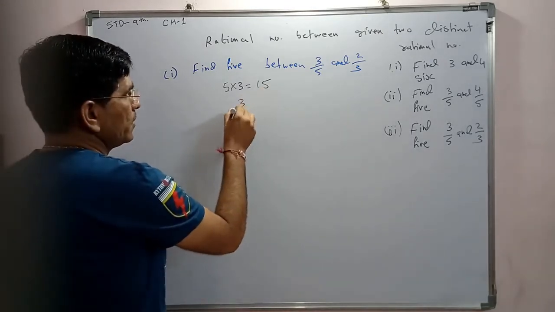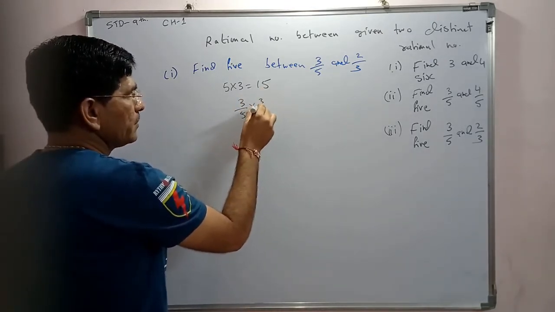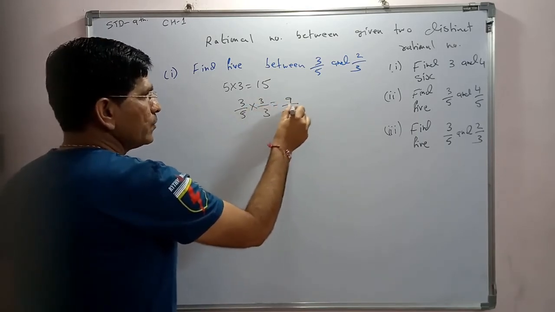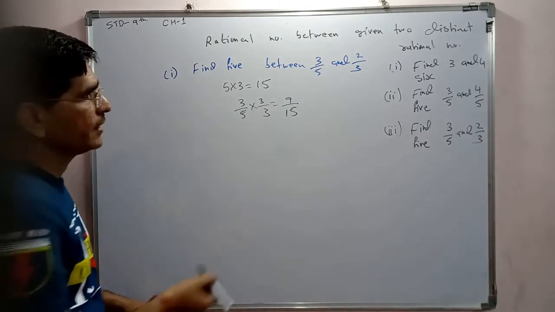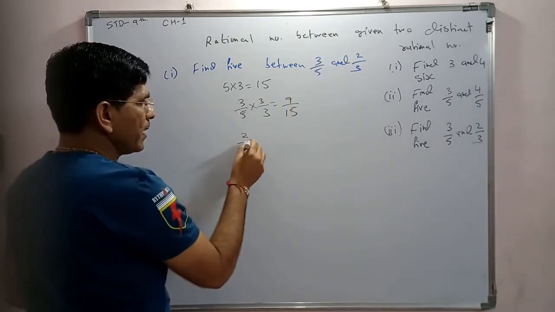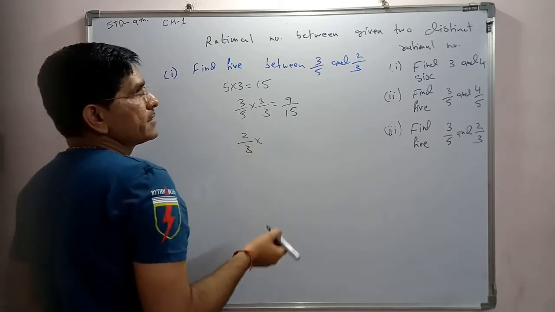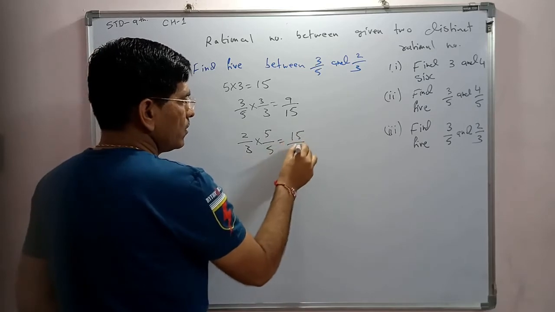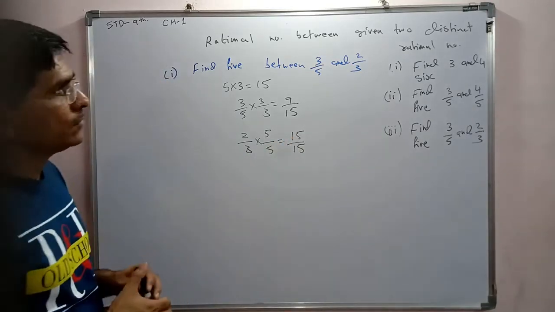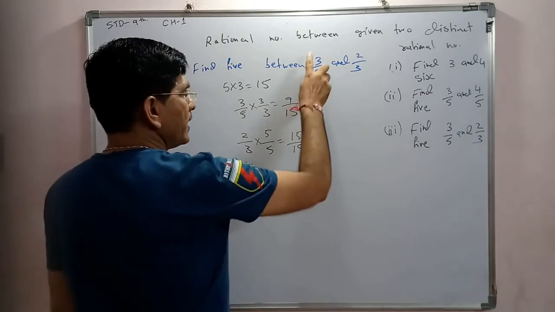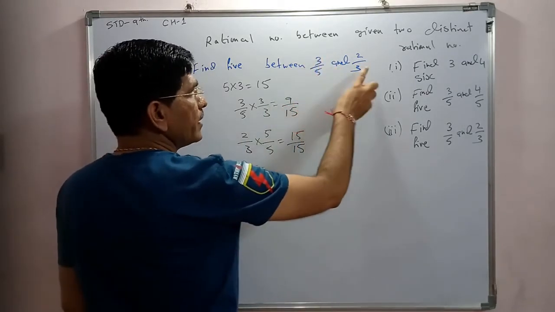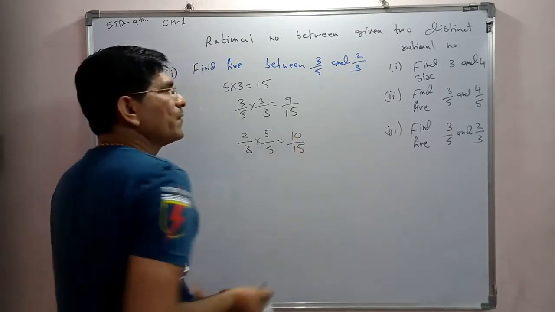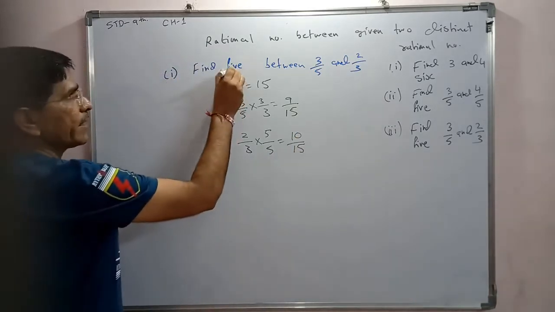So for 3 upon 5, I multiply both sides by 3. 5 threes are 15. So now the question is converted into 9 upon 15. Now 2 by 3, again I have to multiply. The LCM is 15, so 15 upon 3 is 5. Now again, both sides I multiply by 5. So 9 by 15 and 10 by 15.